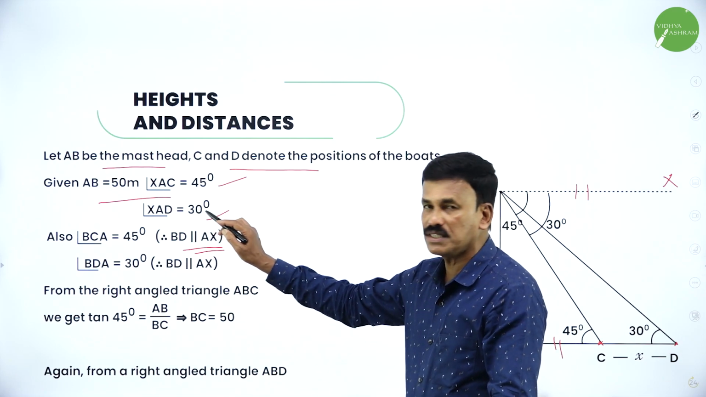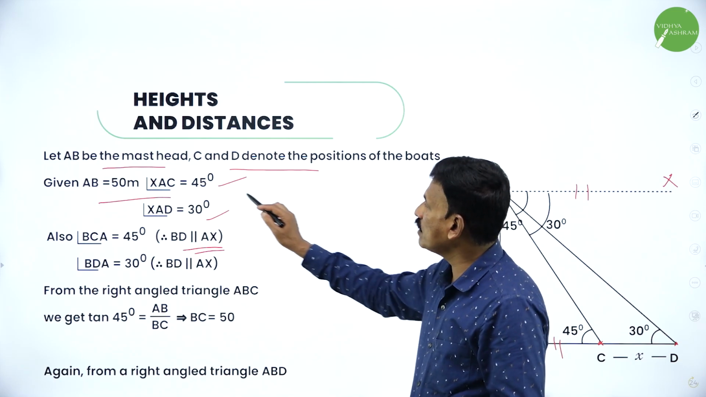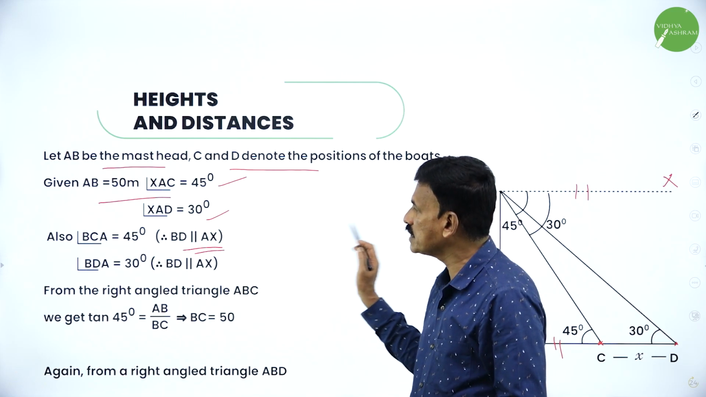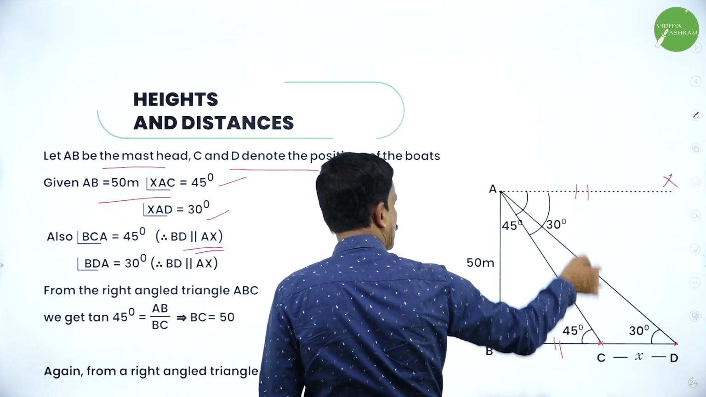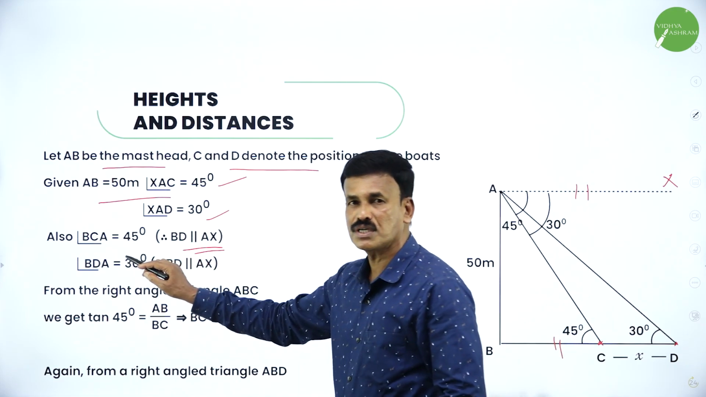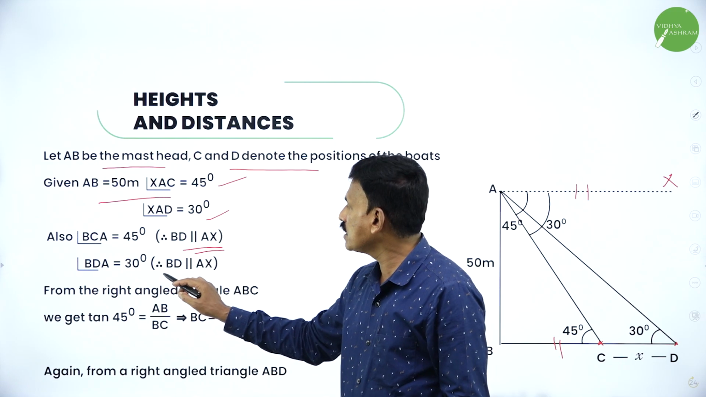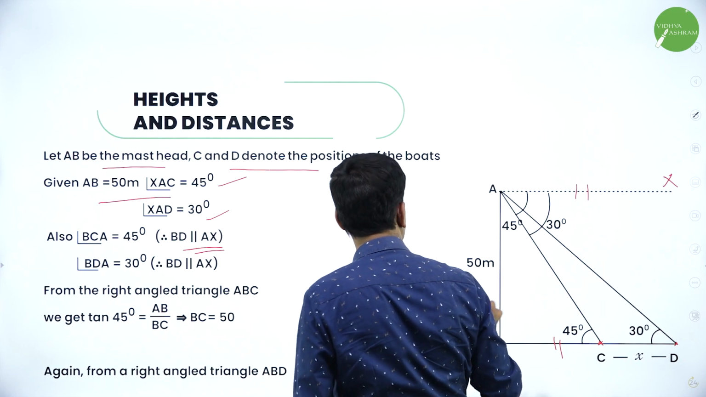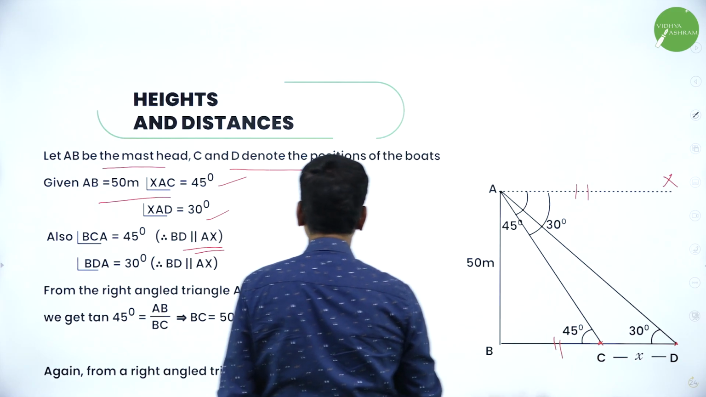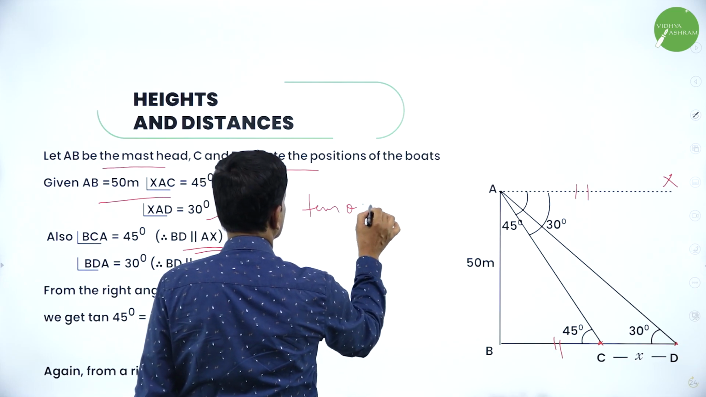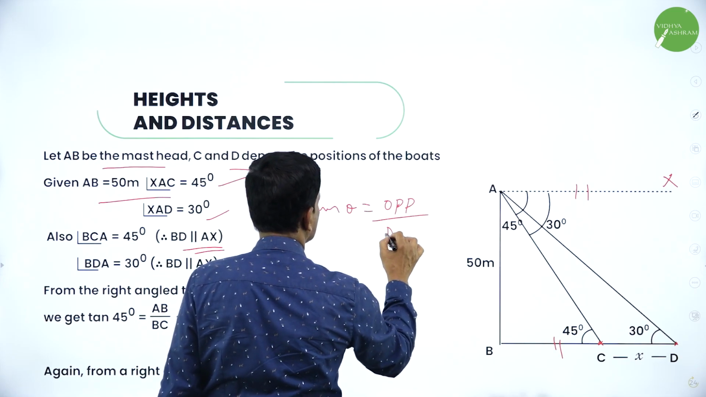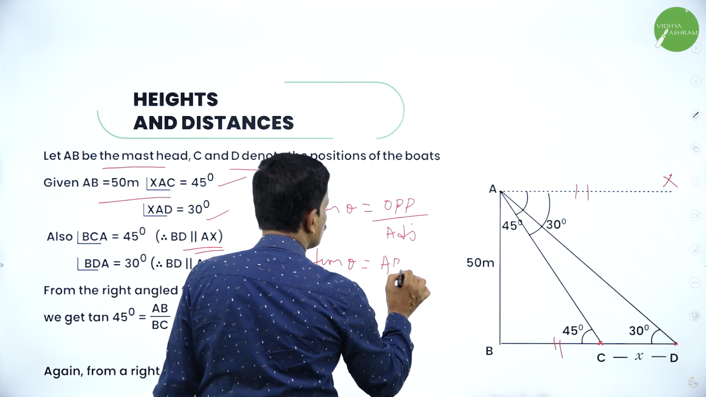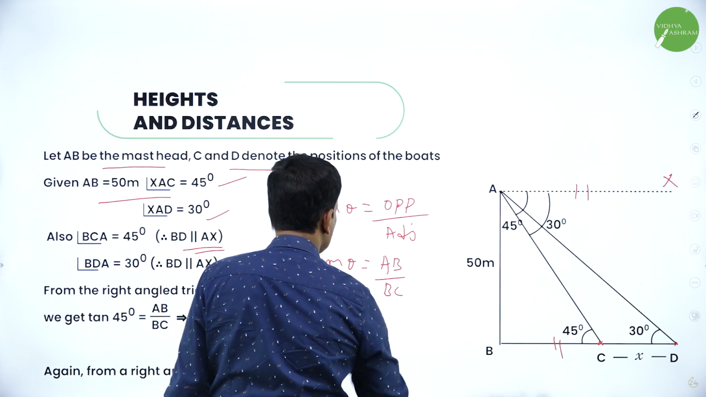So this is the given condition. Very simple concept. Given AB is equal to 50 meters, the angle of depression is given to be angle XAC equal to 45 and XAD equal to 30 degrees. Since BD is parallel to AX, angle BCA is equal to 45, and similarly angle BDA is equal to 30 degrees. Now consider triangle ABC. Find the value of tan theta. Tan theta is opposite divided by adjacent side. So here tan theta is equal to AB divided by BC.